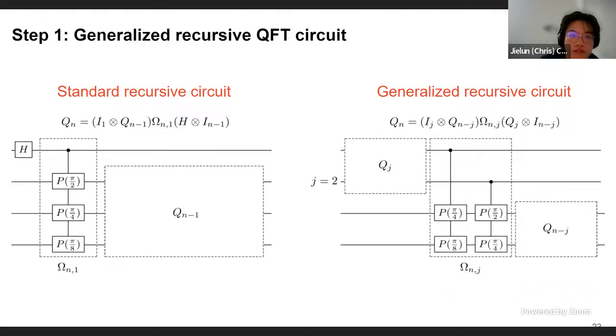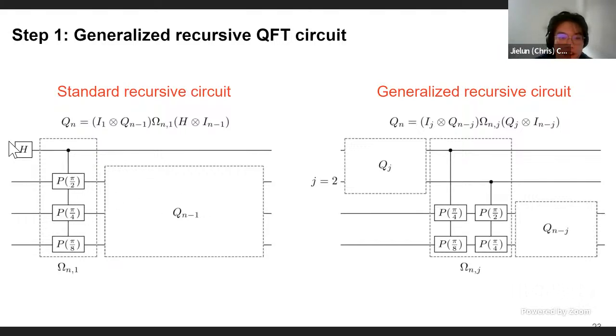So what is a generalized recursive QFT structure, QFT circuits? Usually when we construct the recursive part of the QFT operator, we first construct the QFT for n-1 qubits, and we apply a bunch of controlled phase gates on it, and then we apply H gates on it. So this is the usual way to construct the circuit. However, it turns out it can be generalized into a form where the H gates can be expanded into higher dimension quantum Fourier transforms.